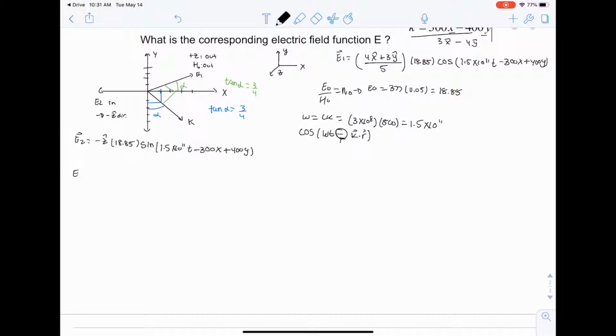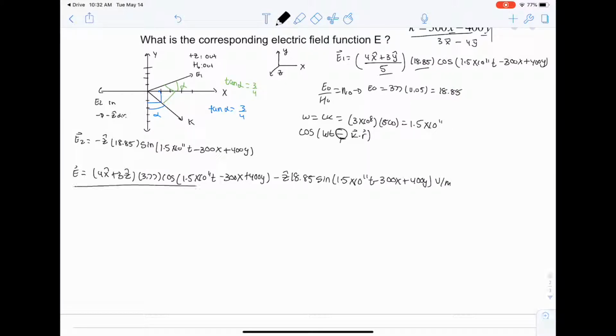So our total E field is, divide 18.85 by 5 over here, we get 4x hat plus 3y hat times 3.77 cosine of 1.5 times 10 to the 11 t minus 300x plus 400y, minus z hat 18.85 sine of 1.5 times 10 to the 11 t minus 300x plus 400y, volts per meter. This is our total E field.